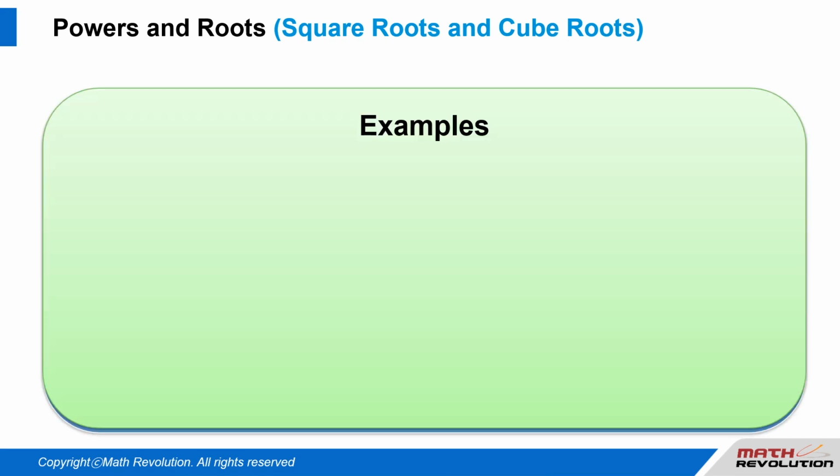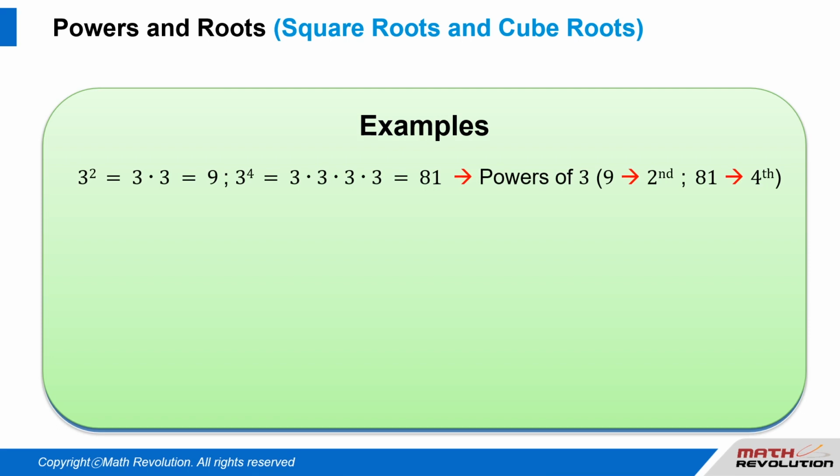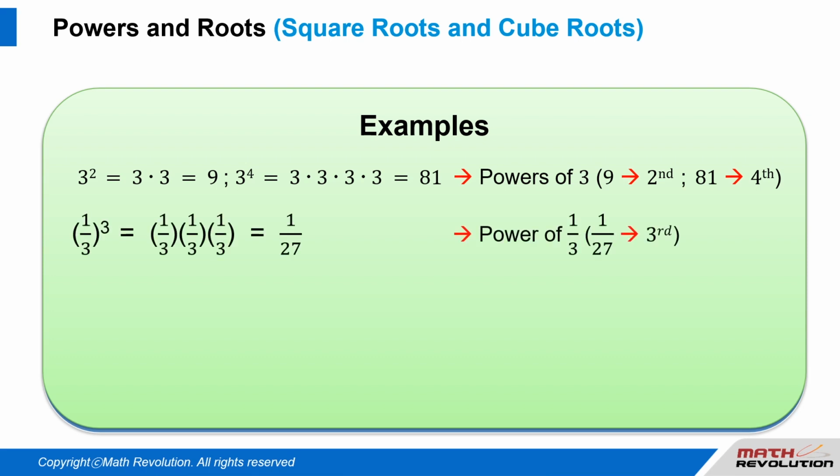For example, 3 squared equals 3 times 3 equals 9, and 3 to the power of 4 equals 3 times 3 times 3 times 3 equals 81. 9 and 81 are the second and fourth powers of 3, respectively. (1/3)^3 equals 1/3 times 1/3 times 1/3 equals 1/27. 1/27 is the third power of 1/3.